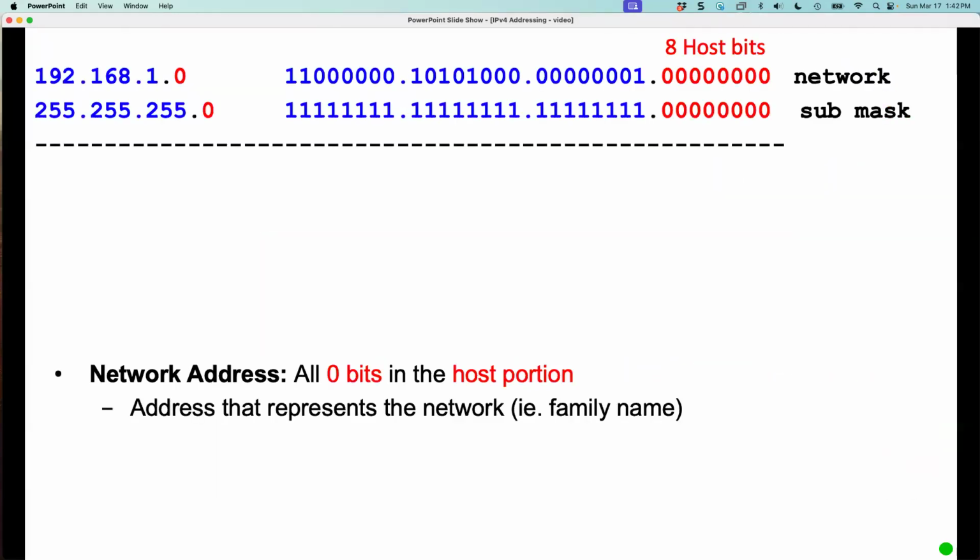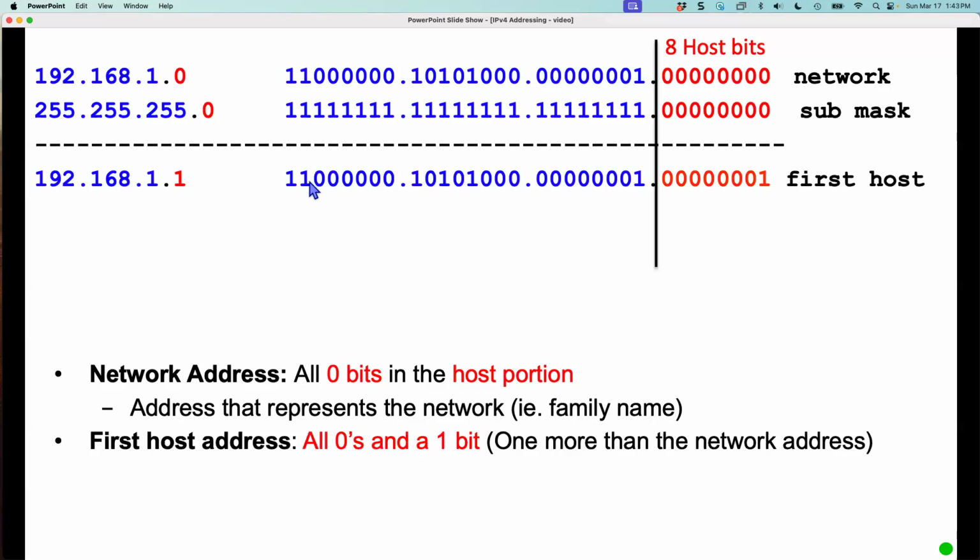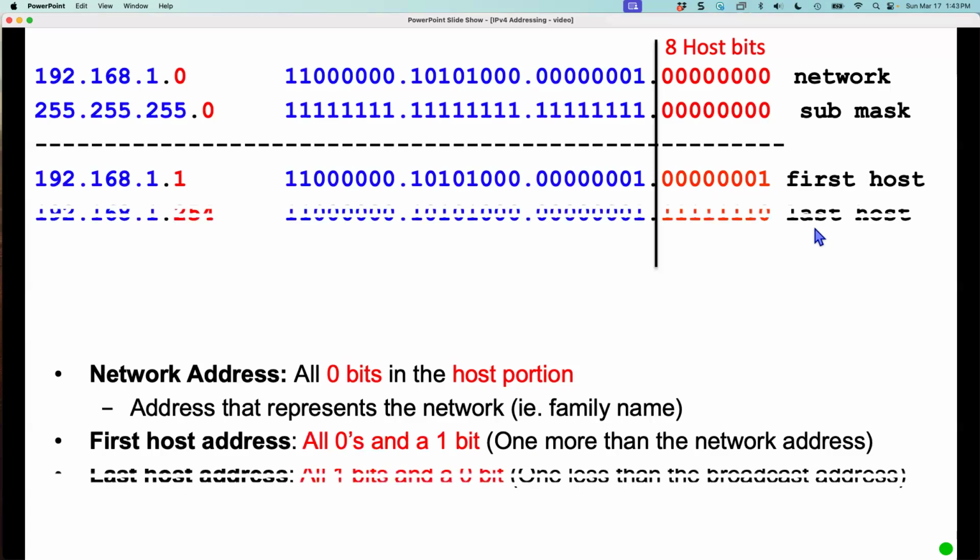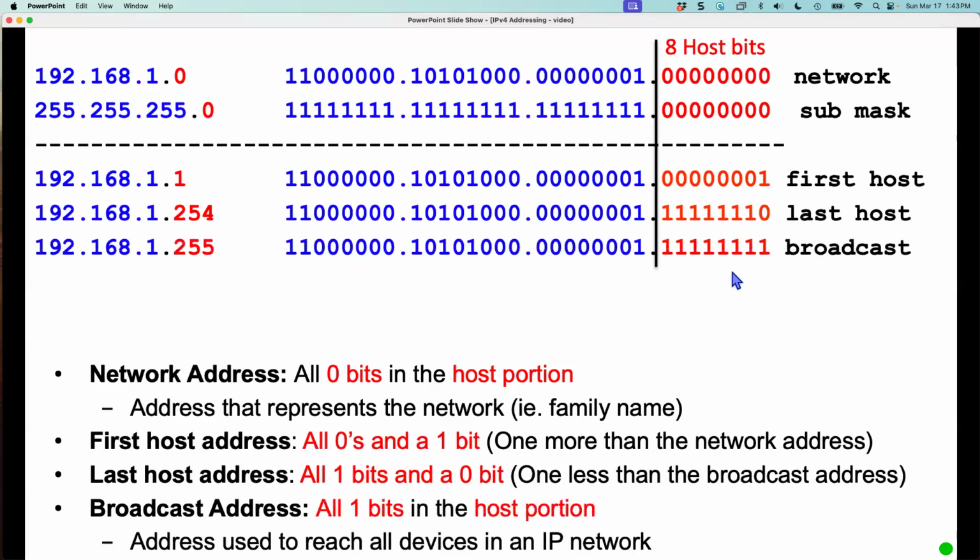All right. So the network address, all 0 bits in the host portion. Sometimes I think of it as like a family name or something. So if we take a look at this, here's a network address, all 0 bits in the host portion. Here's our subnet mask. We take a look at the first host. All it is, we copy the network bits. These blue bits are not going to change. All 0s and a 1 is our first host address. All 1s and a 0 is our last host address, converting them to decimal over here. All 1s is our broadcast.